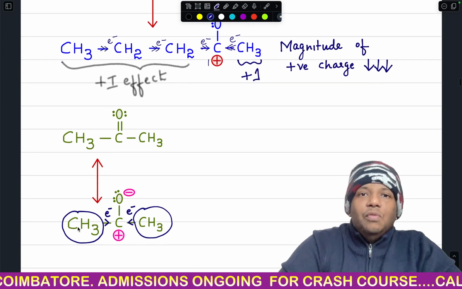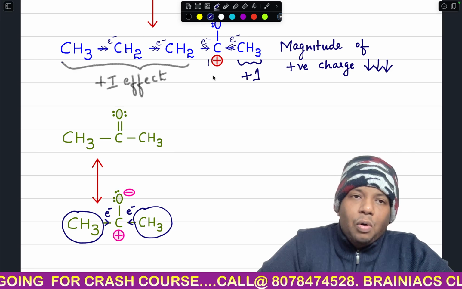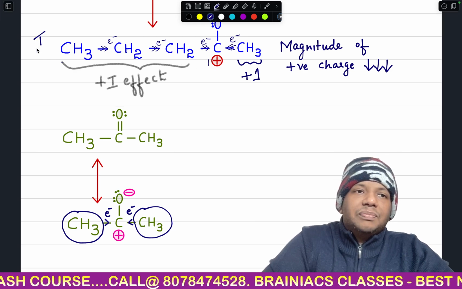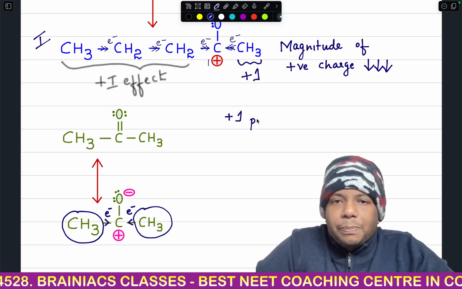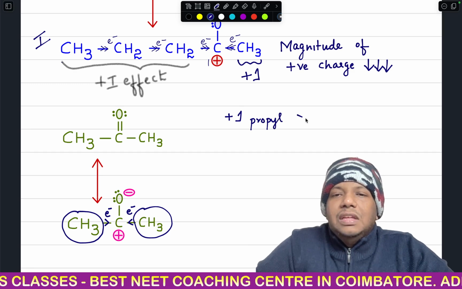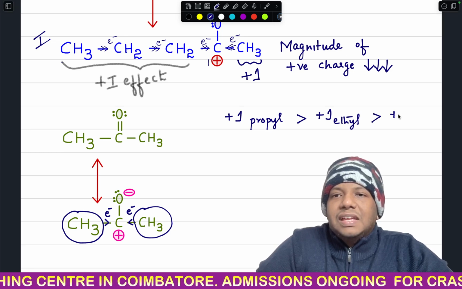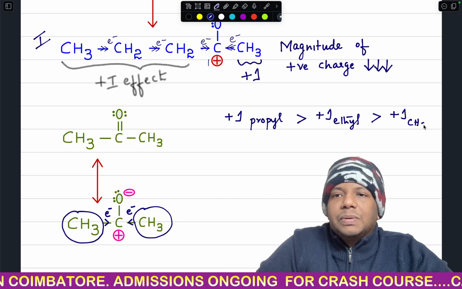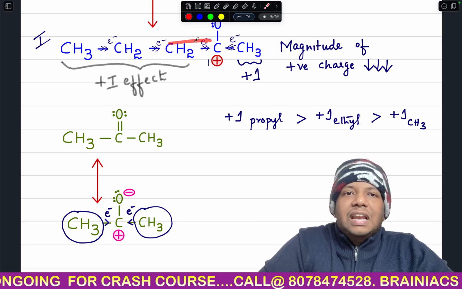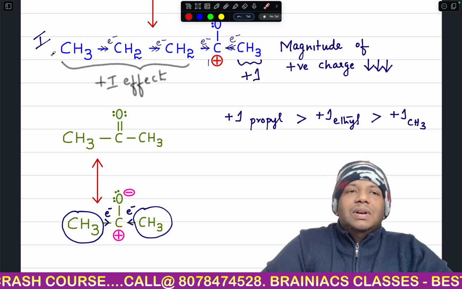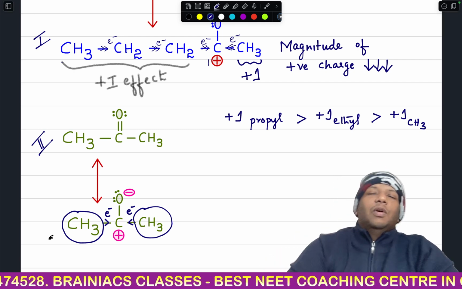So what will happen? The magnitude of the positive charge decreases. But you can see which one will have a huge impact. The magnitude of the positive charge decreases more in the first one we have seen. Why? Because the plus I effect of a propyl group is more than the plus I effect of an ethyl group, which is more than the plus I effect of a methyl group, CH3 group. This is the reason. So here more easily the electron flow will happen. So I can easily say the first one is very less reactive compared to the second one. Clear? I hope you understood.